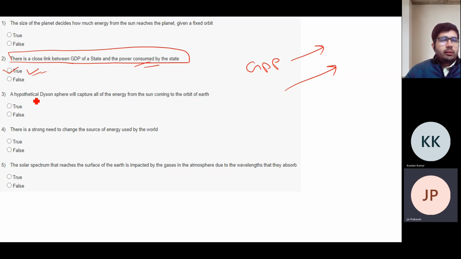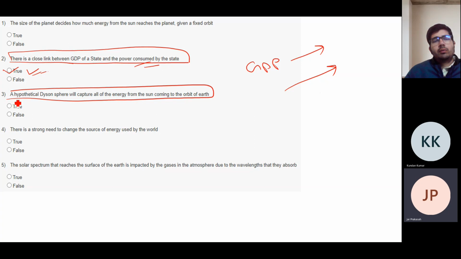Now come to the third one. A hypothetical Dyson sphere will capture all of the energy from the sun coming to the orbit of the Earth. So in a hypothetical Dyson sphere, Dyson was a scientist, and he was saying that we can make an imaginary sphere around the Earth, or you can say a blanket around the Earth. That will capture all the radiation coming towards the Earth's orbit. It was imaginary but a very nice thought. So yeah, it's true.